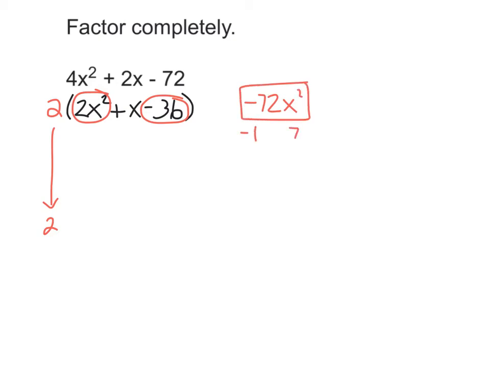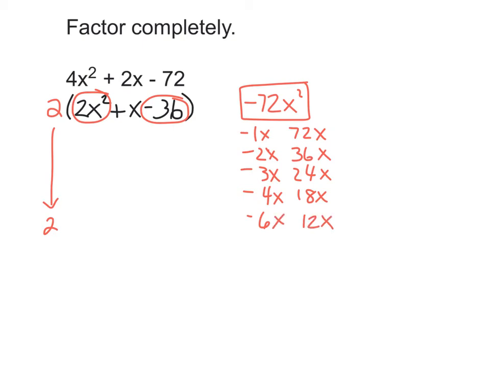Again, we're going to write down all the factors of negative 72. So negative 1 times 72, negative 2 times 36, and again you put an x with each of those, negative 3 times 24, negative 4 times 18, not divisible by 5, negative 6 times 12, negative 7, sorry, it is not divisible by 7, right? 72, and 8, negative 8 times 9. So there's all of our options.